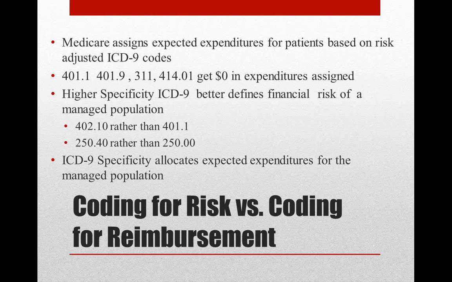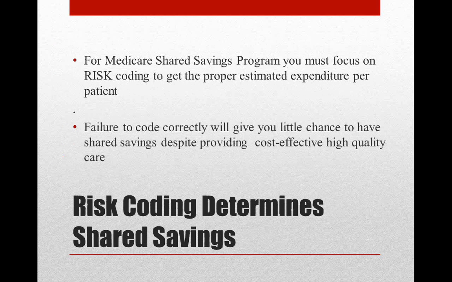Medicare takes all these ICD-9 codes and comes up with a formula to assign expenditures based on those codes. The 401, 401.9, 311, 414, they get an additional $0 assigned to them. The higher specificity codes better define the financial risk, like the 402.10, which is hypertensive heart disease, or the 250.40, which is renal manifestations of diabetes, which are more specific, demonstrating the manifestations of the disease. Those do risk adjust, and those do have a financial expenditure allotted to them.